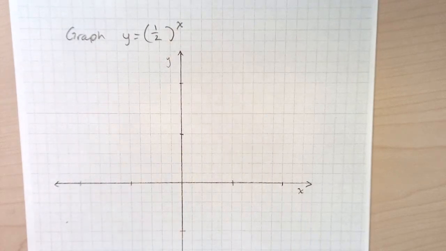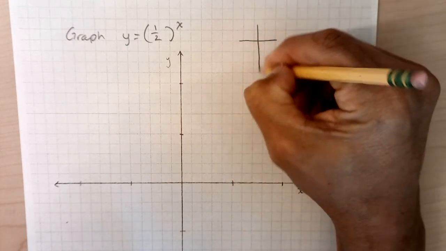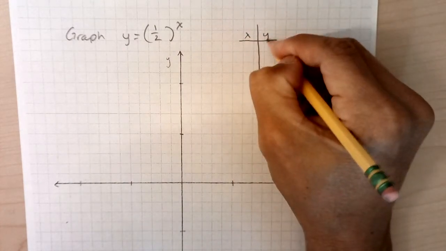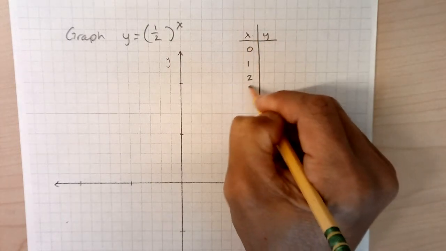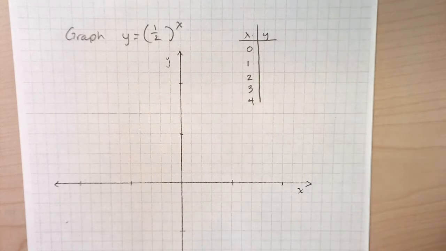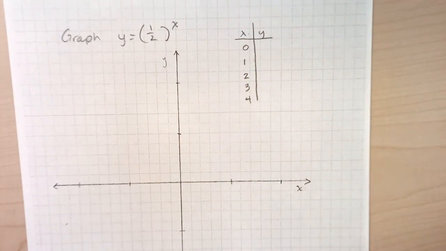This last graphing example, I still have an exponential function, y equals 1/2 to the x power. But in order to graph that, similar to the last example, I want to make a table. So my table, again, I'm going to select my values for x. I'm going to start with 0, 1, 2, 3, and 4. So for the first three examples that we've graphed for exponential functions, I selected the exact same input values. You can do that as well.